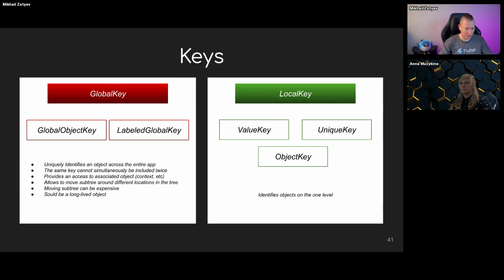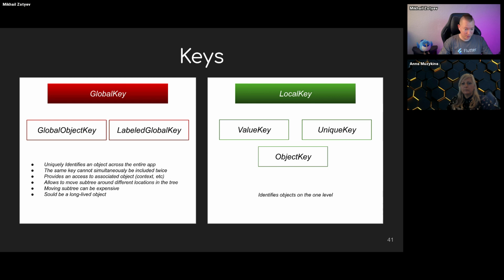And the global key is a more complicated thing. A global key highlights a unique part of the subtree, which is unique for the whole application. Because of this, on one side it brings you additional opportunities. For example, using this key, you can interact with this subtree directly, for example reach out to the element, the render object, or whatever else.